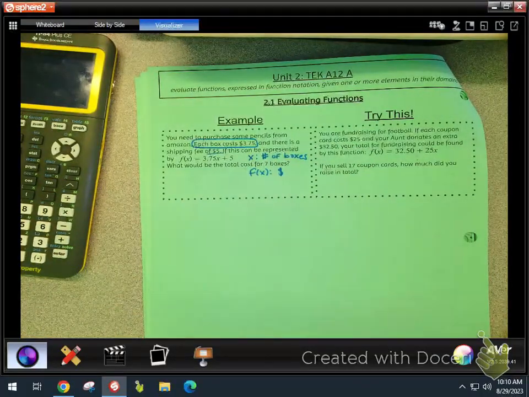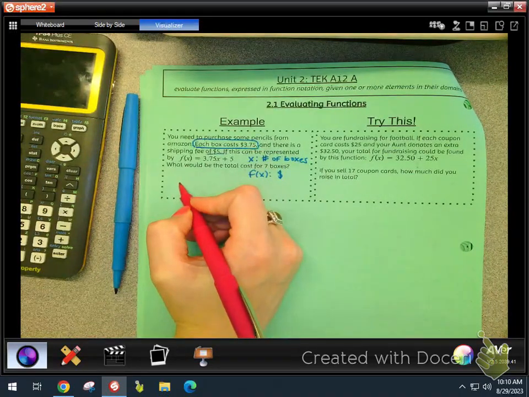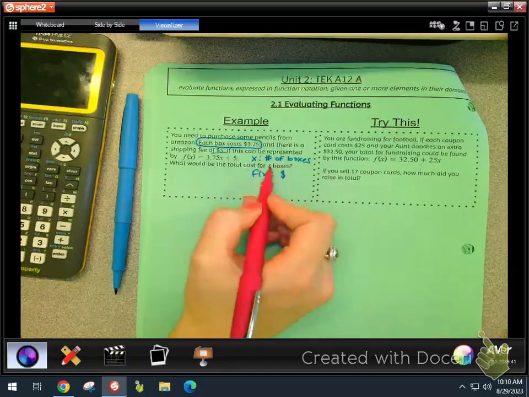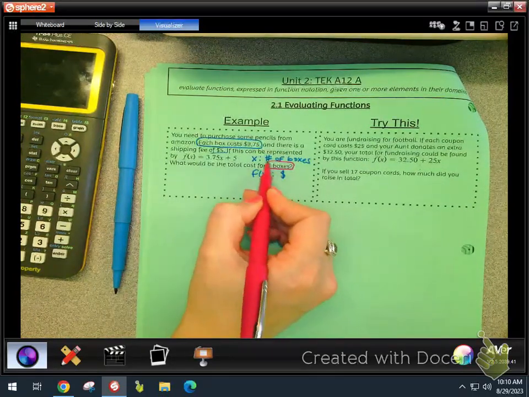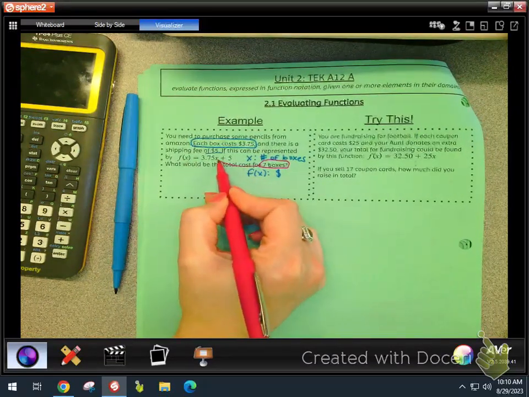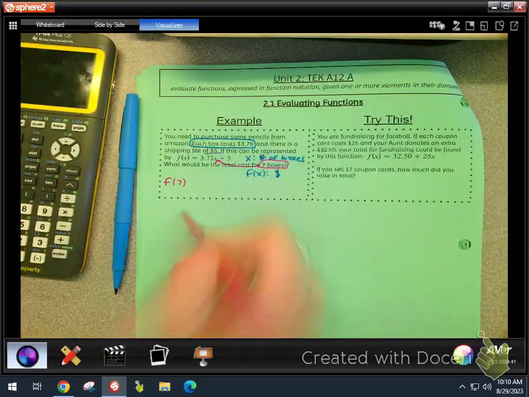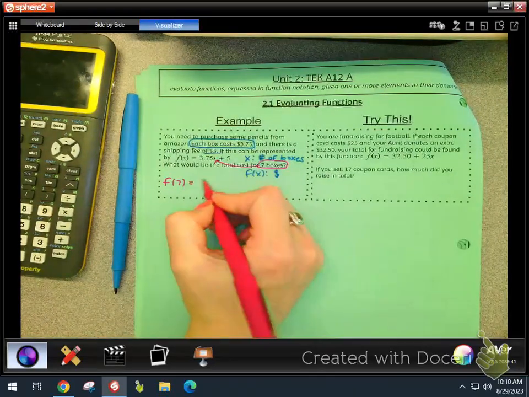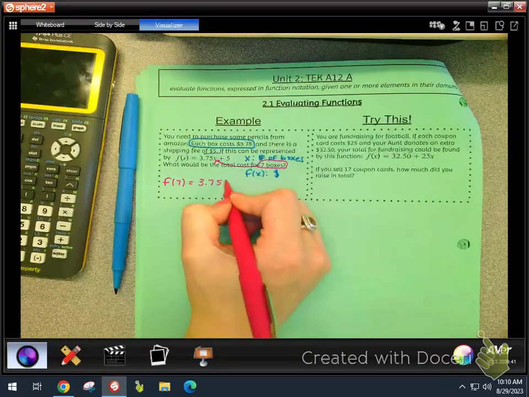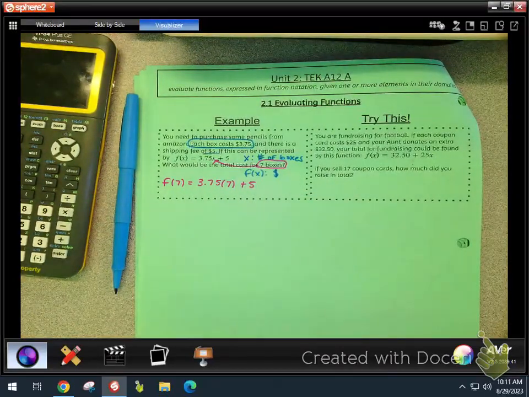What's the total cost for 7 boxes? What do you do? I just guessed. Well, what do you do? You're going to find 7 boxes. 7 is your x. So you're going to put 7 in for x. You're going to evaluate the price for 7 boxes. 3.75 times 7 plus 5. Plug in your calculator. Find out how much I'm spending on pencils.